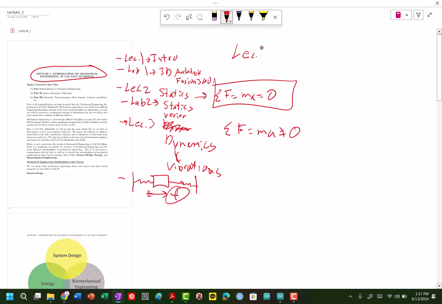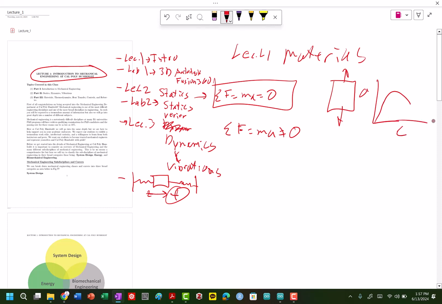Lecture 4 is going to be all about materials. So, material science and engineering. We're going to take materials, apply a force, look at stress and strain curves and see how the system responds. Hopefully we'll have our new very fancy universal testing system up and running.